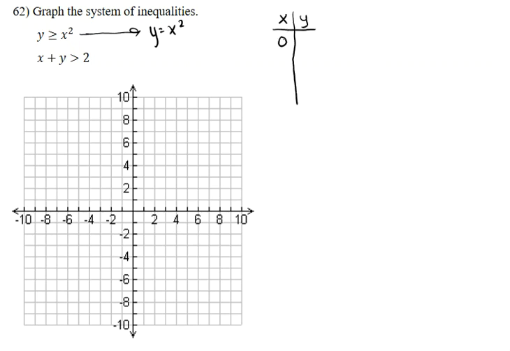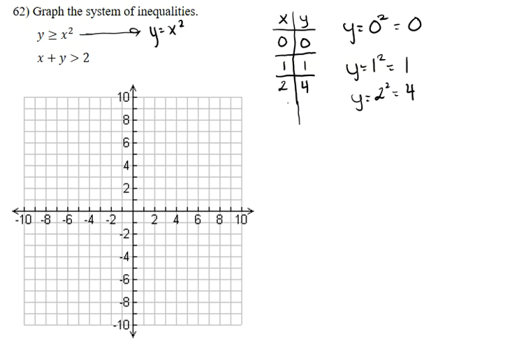I'm going to start out at 0. So when our x is 0, you're going to have y is equal to 0 squared. 0 squared is 0, so your y will also be 0. Next, I'm going to test out 1. Y is equal to 1 squared. 1 squared is 1, so your y will be 1. Next, I'm going to test out 2. 2 squared is 4, so your y will be 4. And one last point I'll choose is 3. Y is equal to 3 squared. 3 squared is 9. So when your x is 3, your y is 9.